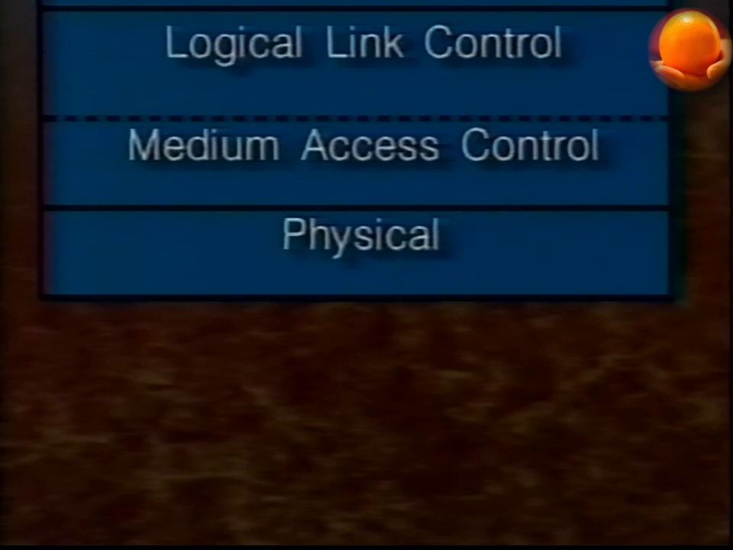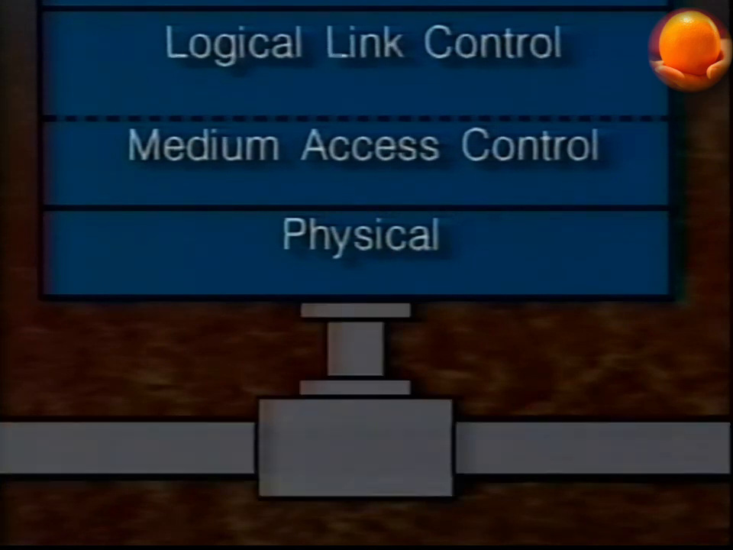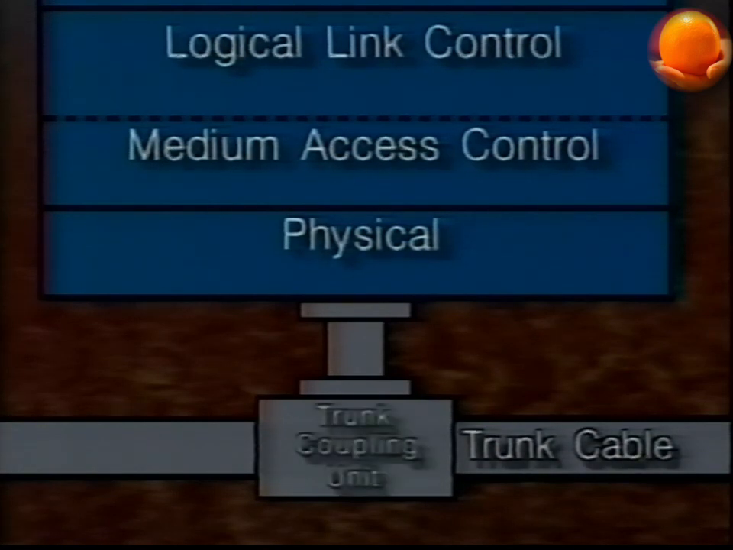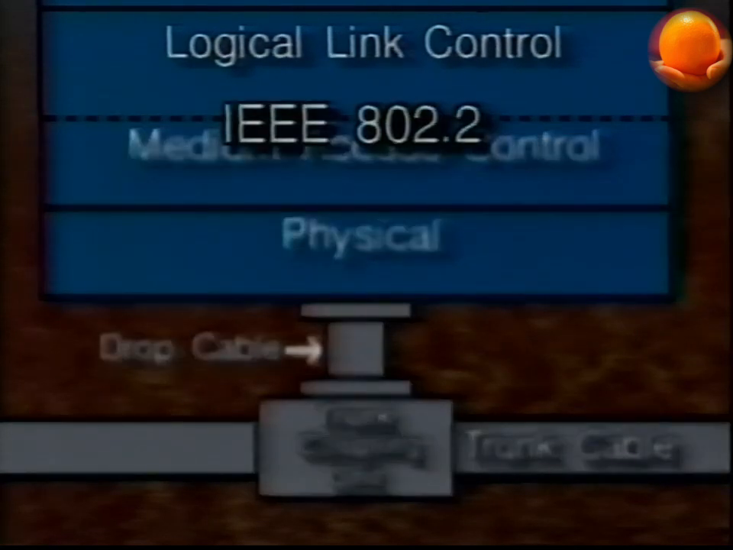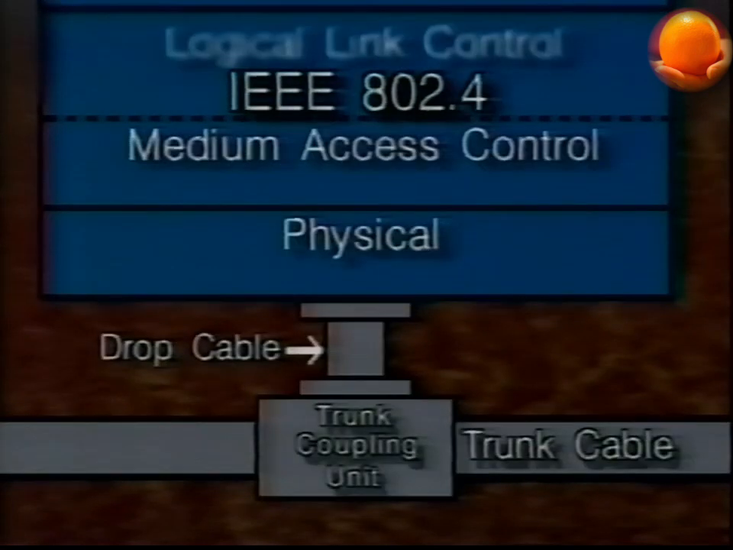The standard also defines the characteristics of the physical transmission medium, called the trunk cable, the trunk coupling unit, used to tap into the trunk cable, and a drop cable, used to attach the LAN adapter to the trunk coupling unit. The IEEE 802.2 standard defines the logical link control sublayer. IEEE 802.4 defines the components below logical link control.